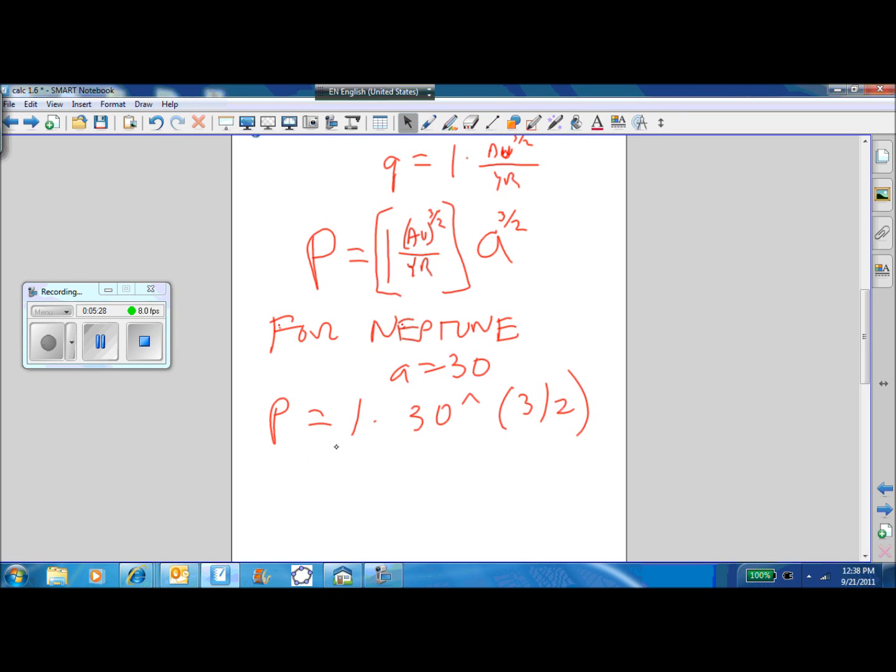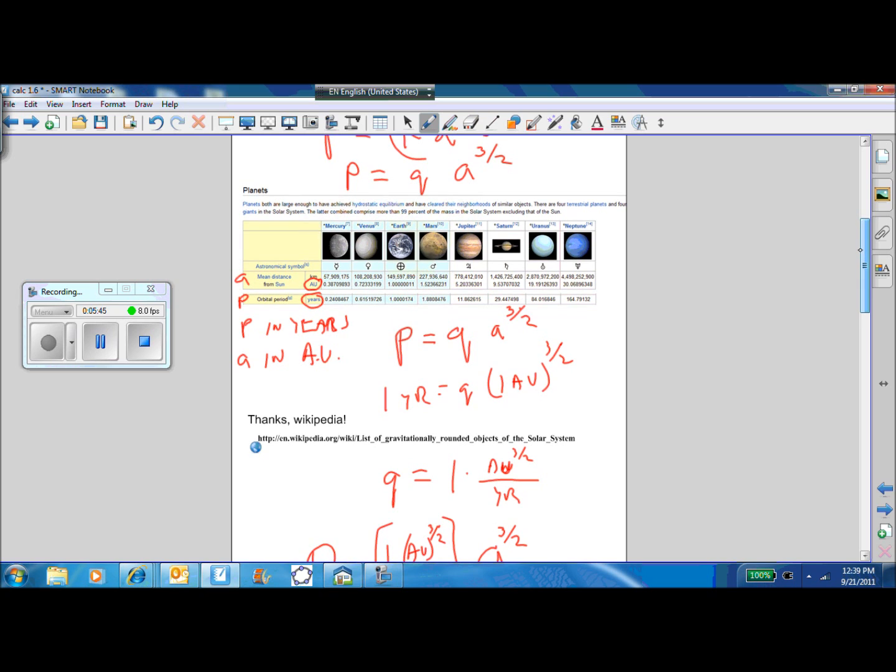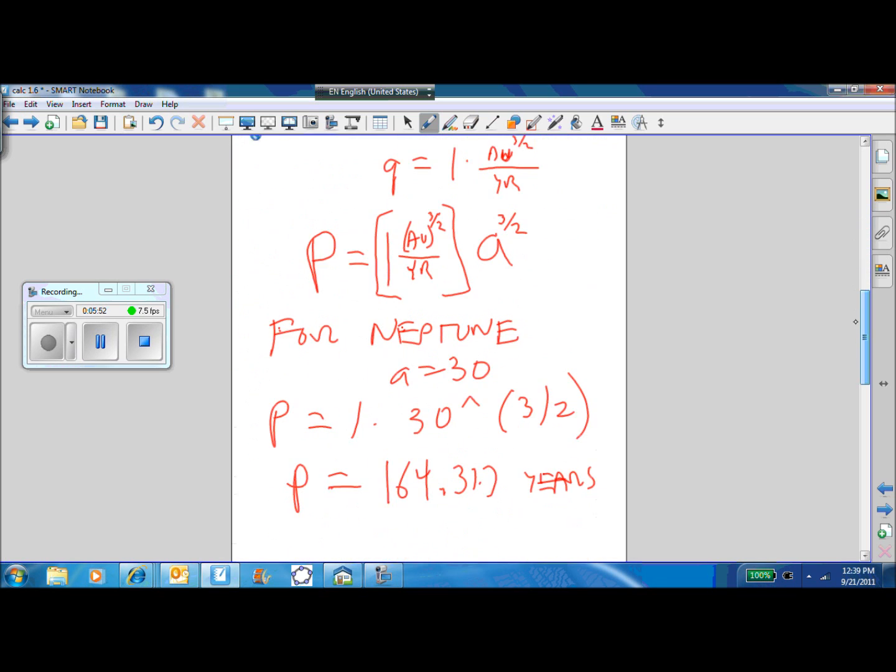And we get the period equals 164.317 years. Let's see how that compares with the actual facts here. Neptune, there it is, 164.79 years. We're a little off, but that's probably because we did some rounding on Earth and so forth. Terrific.